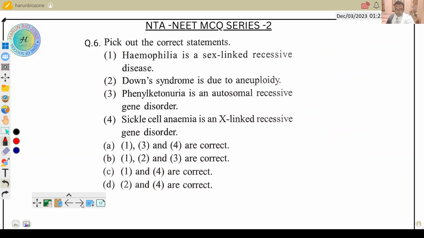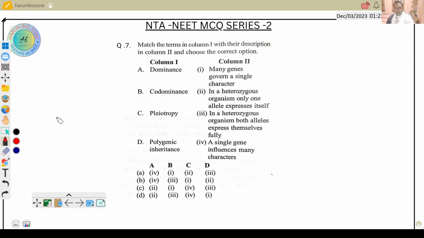Next question is: match the term in column 1 with their description in column 2 and choose the correct option. Dominance means one allele is dominant over the other allele. Codominance means both alleles are dominant. Pleiotropy means a single gene controls many characters, and polygenic inheritance means many genes control a single character.